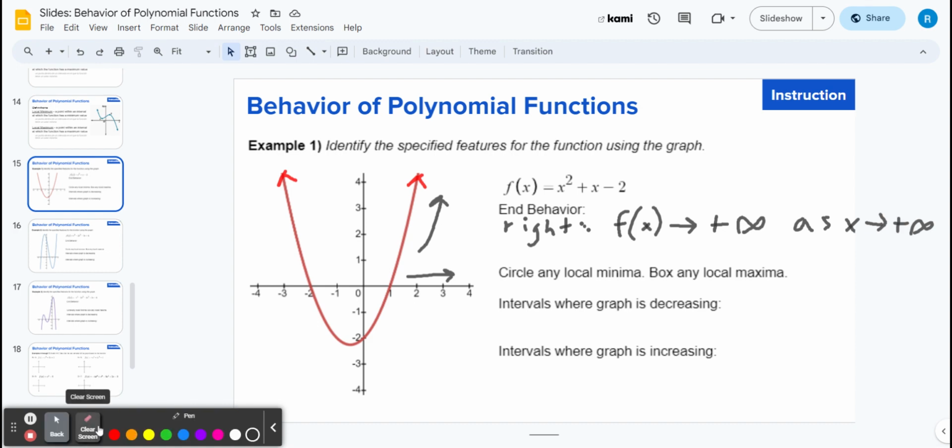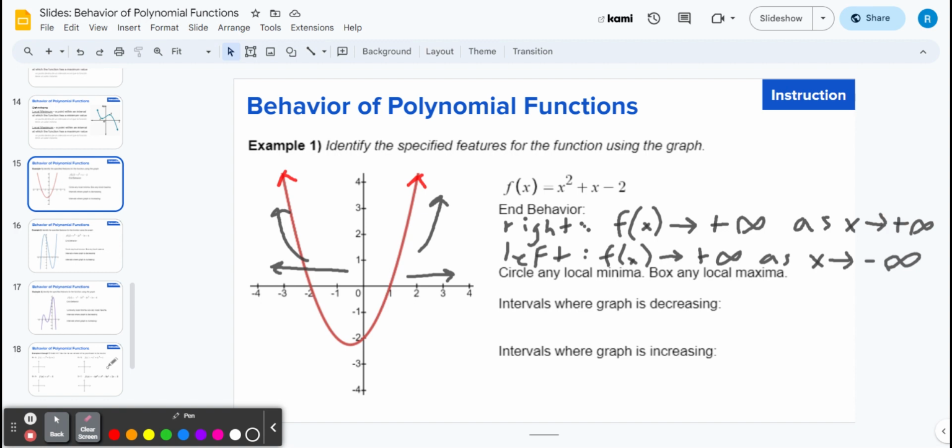So the next thing we can describe is that left behavior. And we look here, as we move to the left, okay, our graph is also going up. So in this case, f of x goes towards positive infinity as x goes towards negative infinity. Okay, so we'll get more practice with that end behavior stuff, but that's going to be a pretty difficult portion of our understanding here.